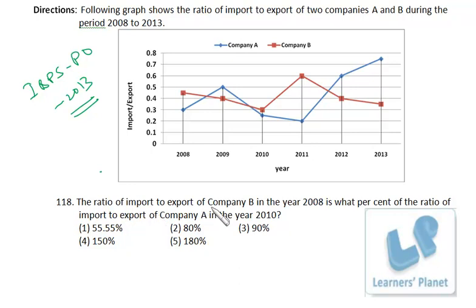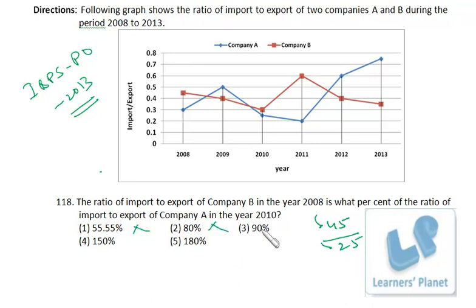Ratio of import to export of company B in the year 2008, that is 0.45, right? It is what percent of the ratio of import to export of company A in 2010? Company A in 2010, that is 0.25, right? So we have to find out 45 out of 25. 45 is what percent of 25? Obviously it is more than 100%.